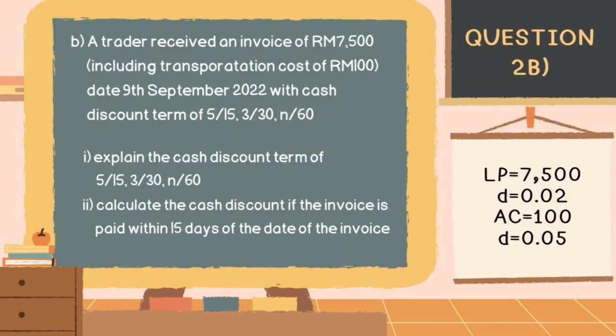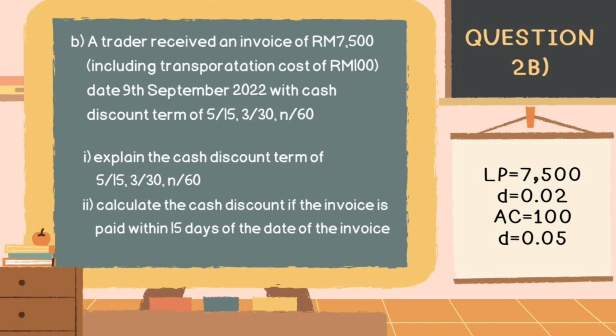Question B. A trader received an invoice of 7,500 including transportation cost of 100, dated 9 September 2022, with cash discount terms of 5/15, 3/30 and N/60. So we need to explain the cash discount terms of 5/15, 3/30 and N/60.